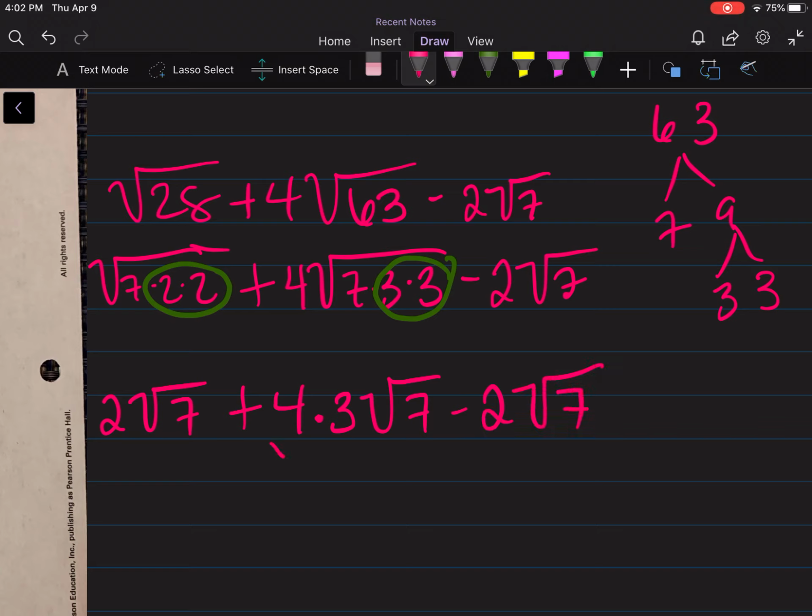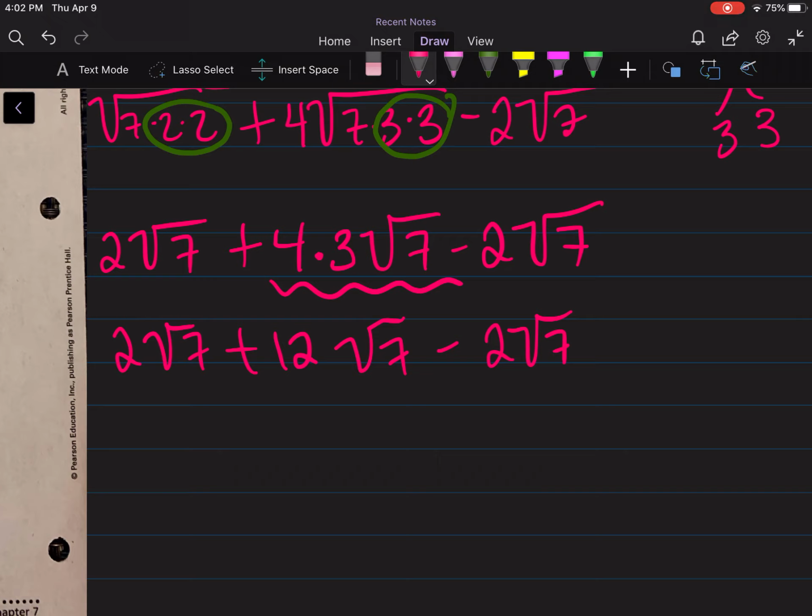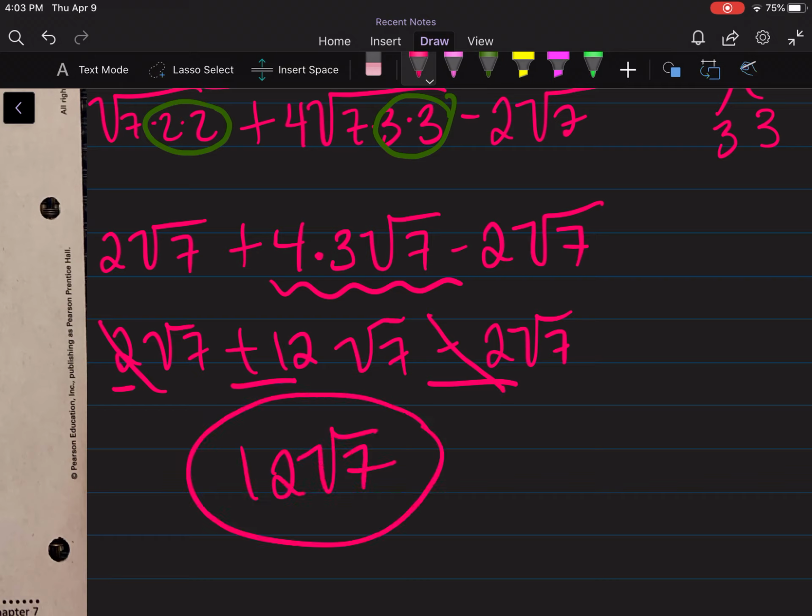Now, the first thing we need to do is deal with this 4 times 3. So we'll bring our 2 root 7 down. 4 times 3 is 12 root 7. Then we have minus 2 root 7. You're going to do 2 plus 12 minus 2. So these are going to cancel out. So we're just going to end up with 12 root 7 as our answer.